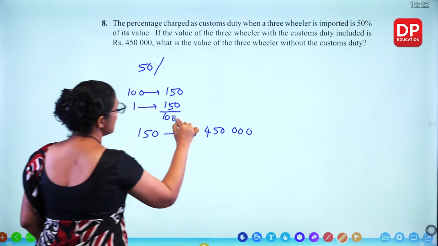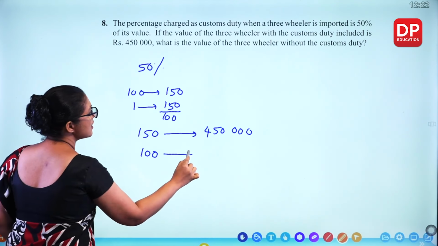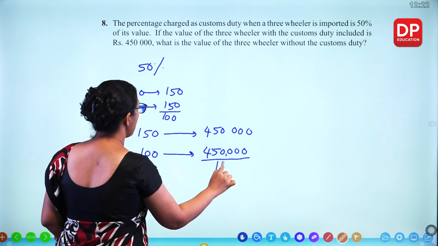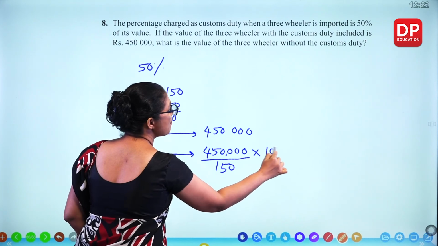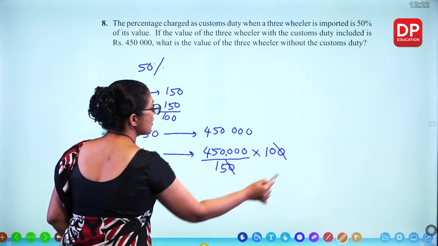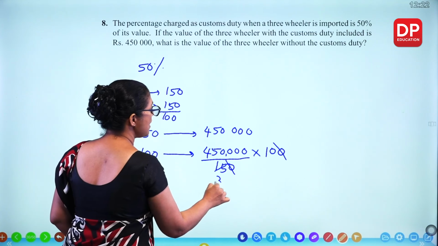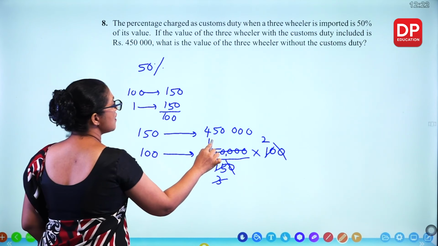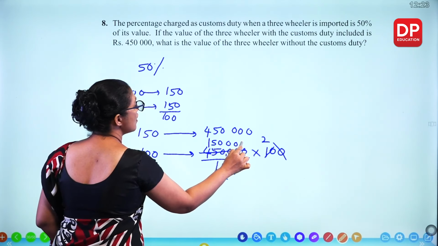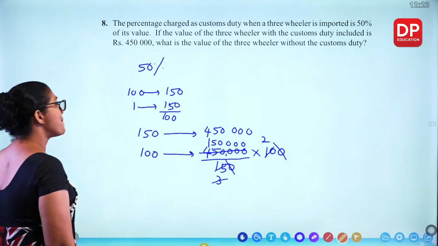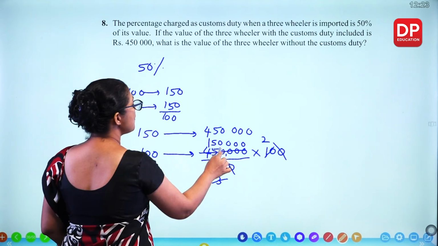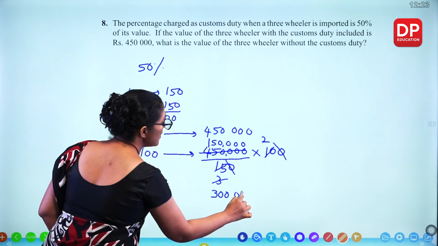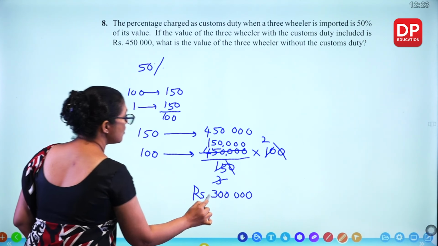450,000. What about 100%? 450,000 divided by 150 multiplied by 100. 0 get cancelled out. 5 times 3, 5 times 2. 3 times here, 1, 3. So you get 150,000 multiplied by 2. That means 300,000 rupees you have to pay.